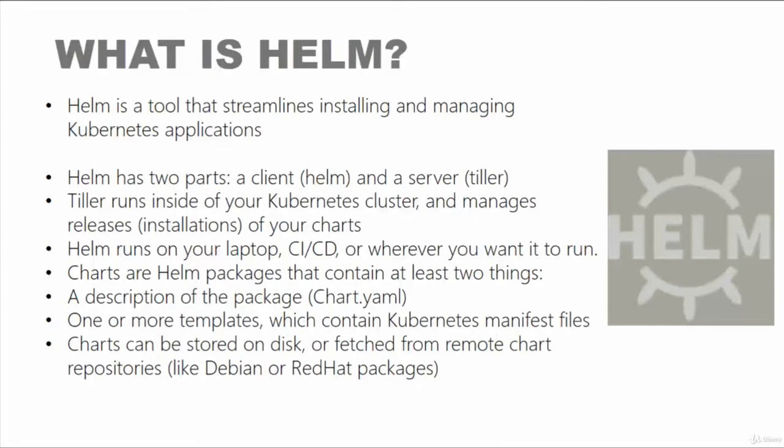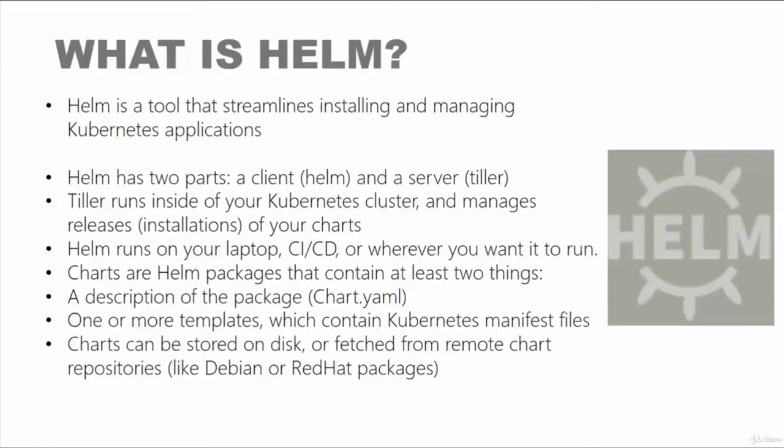And then the second part of Helm is the server side, which is called the tiller. The tiller runs inside of the Kubernetes cluster and manages the releases and installation of your charts. Helm also runs on your laptop or computer, the CI/CD, or wherever you want it to run. Charts are Helm packages that contain at least two things. A description of the package, which is the chart.yaml file, and one or more templates, which contain the Kubernetes manifest files. Charts can be stored on a disk or fetched from a remote repository, like Debian or Red Hat packages.